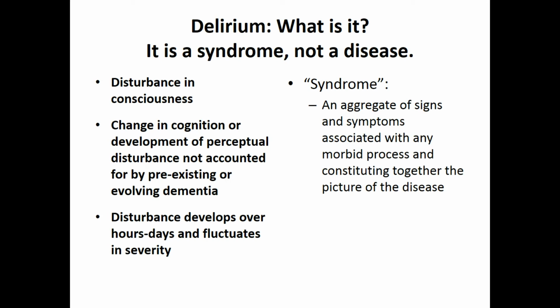So, delirium is a syndrome. It's not a disease. A syndrome is an aggregate of signs and symptoms that are associated with a morbid process, together which constitutes a picture of disease. And the hallmark features of it are a disturbance in consciousness, change in cognition, and a disturbance that develops over hours to days and fluctuates in severity. And it's for that reason it can be easily distinguished from more chronic, long-standing problems, dementia, depression, and so forth.